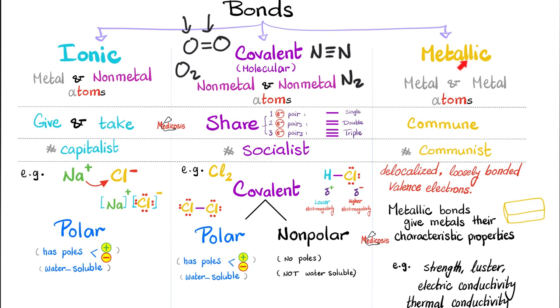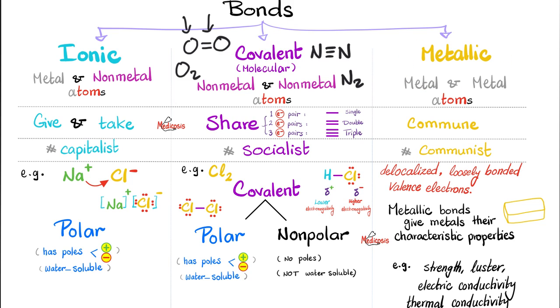How about metallic? Metallic is not just sharing, it is more than sharing. These metal atoms agreed to delocalize their valence electrons, so that you cannot say that this electron belongs to this atom or this atom anymore. They have formed a commune of electrons. So ionic bonds, giving and taking, is the capitalist. Covalent is the socialist, sharing. And metallic is the communist.